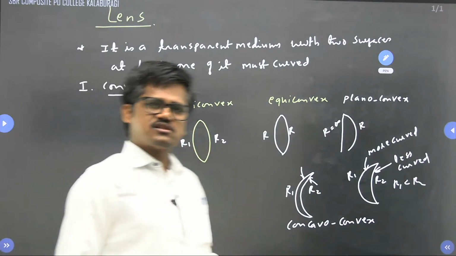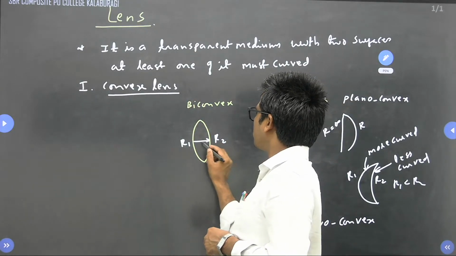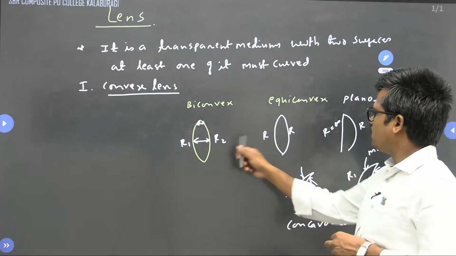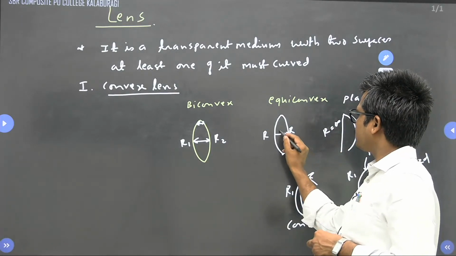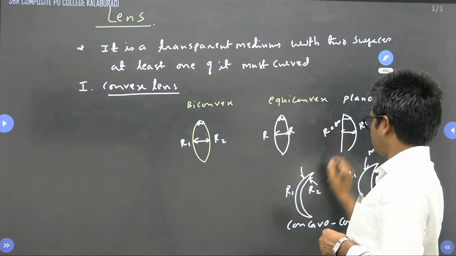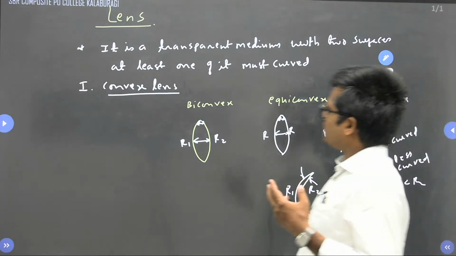In all these lenses you could have observed that the middle part is thicker than the edge part. Have you observed it? The middle part is thicker than the edge part. So when do you say convex?